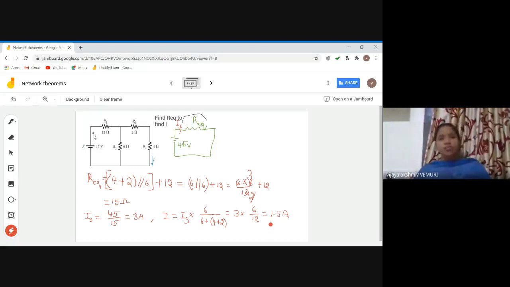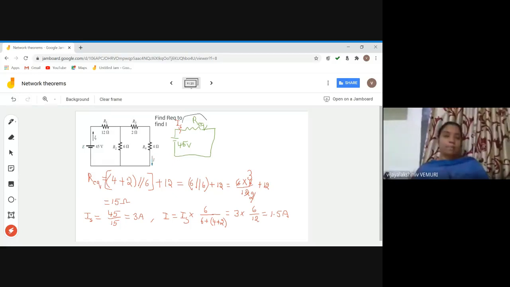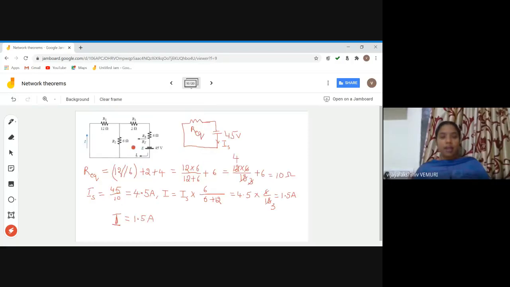Or else no need to take. We found the current which is flowing through this 4 ohms is 1.5 amps. Now interchange. Interchange means what? This voltage source is brought here and you need to find out current in this branch. The circuit becomes like this.